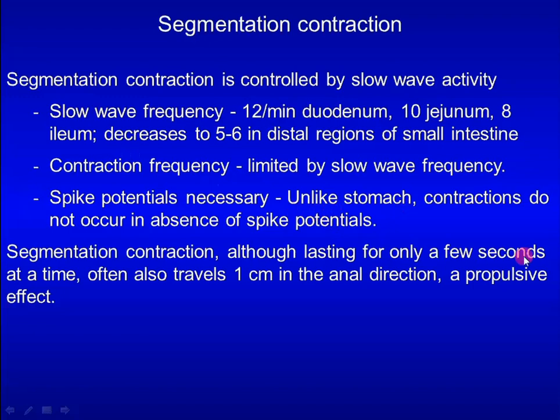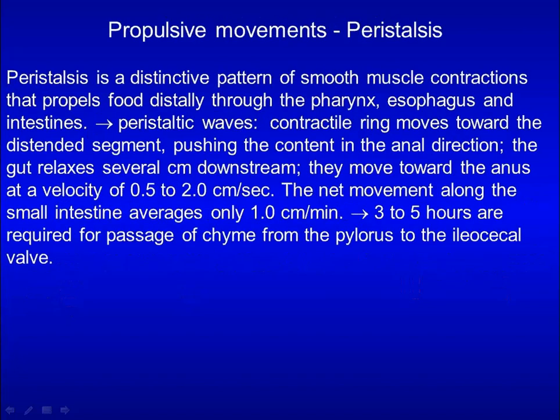Segmentation contraction, although lasting for only a few seconds at a time, often travels 1 centimeter in the anal direction. This is a propulsive effect. As we have seen in the previous lecture, peristalsis is a distinctive pattern of smooth muscle contraction that propels food distally through the pharynx, esophagus, and intestines.